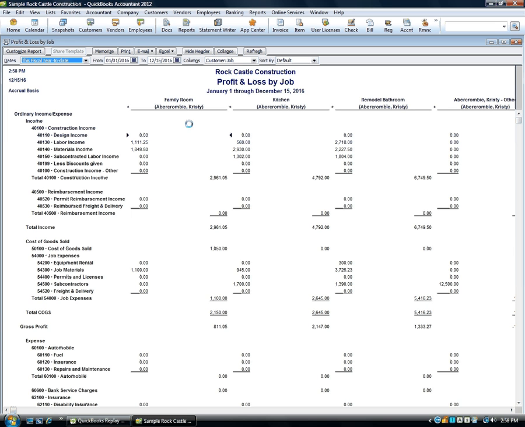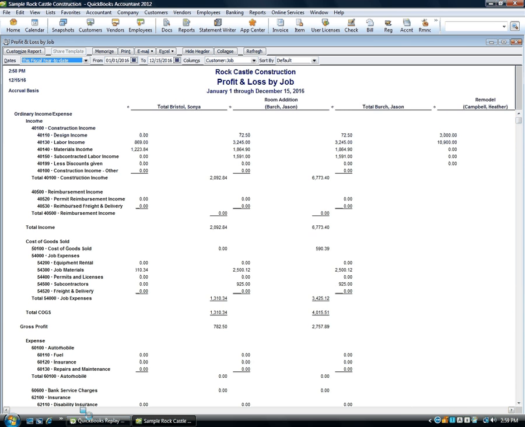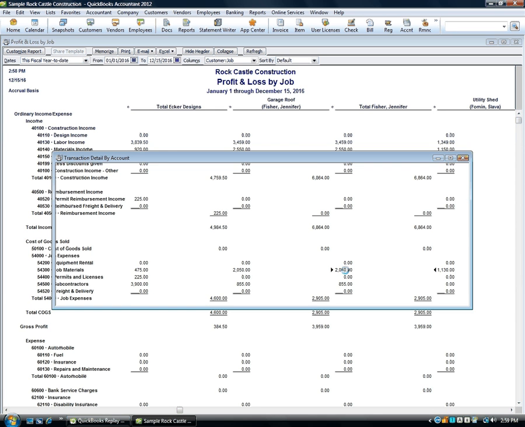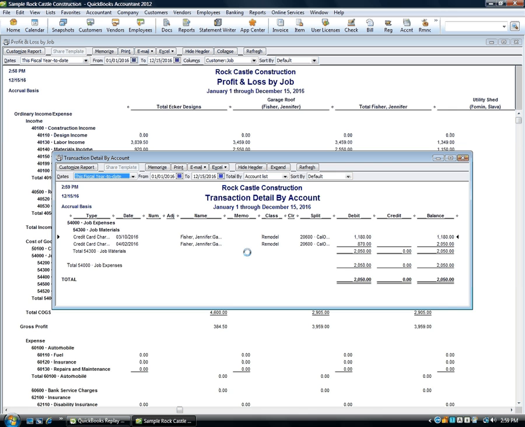The previous report was profit and loss detail. We filtered it to show one customer. This is profit and loss by job. So here's a list of all of our customers in the columns here. All of the income, all of the cost of goods, all of the expenses. If we want to click and zoom in on any of these expenses, we can. We can see job materials. Okay, so what were those job materials?